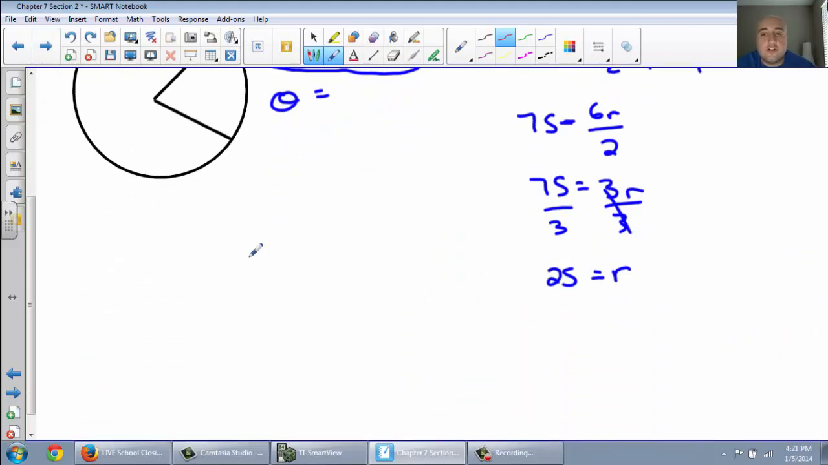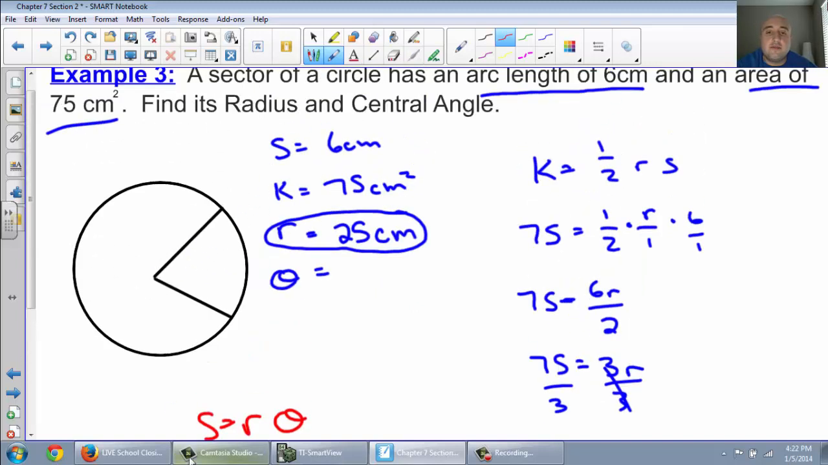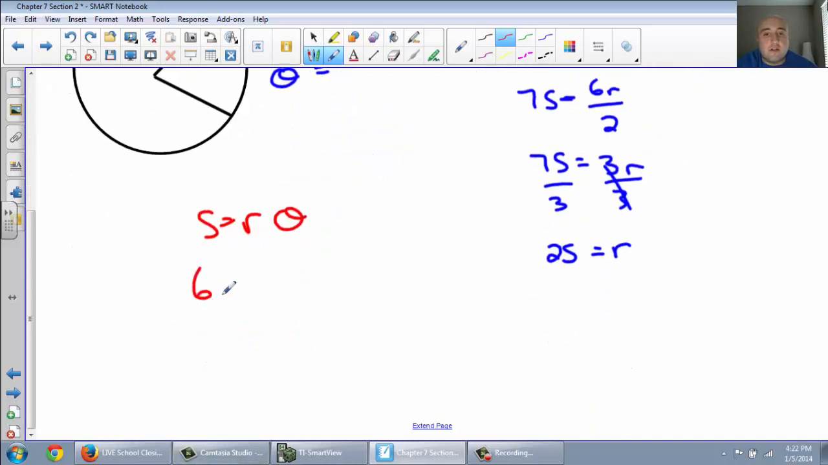Okay, so down here, S equals R times theta. We know S. What's S? Go back up here. S is 6 centimeters, equals R. We just figured out R. R is 25 times theta. So we have to divide by 25 to get rid of it. So theta equals 6 over 25.